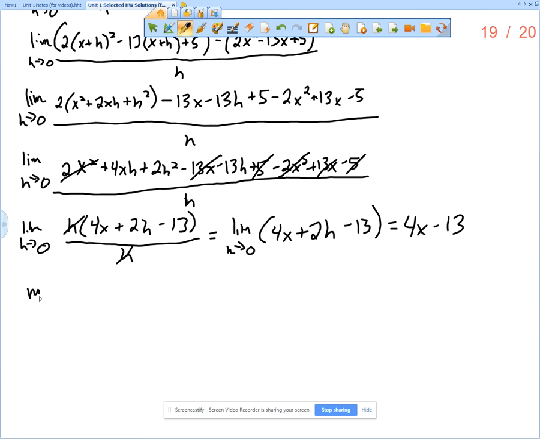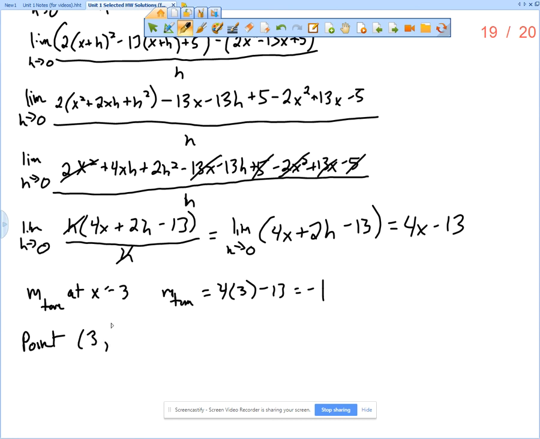Well, remember, we need to find the slope of the tangent at x equals 3. And so we are going to substitute 3 in for x. So the slope of the tangent, the specific slope of the tangent, is 4 times 3 minus 13. So 4 times 3 is 12, minus 13 is negative 1. So the slope of the tangent is -1. Now, if I'm going to write the equation of a line, I also need a point. So what is the point? Well, it's at 3 comma f of 3.